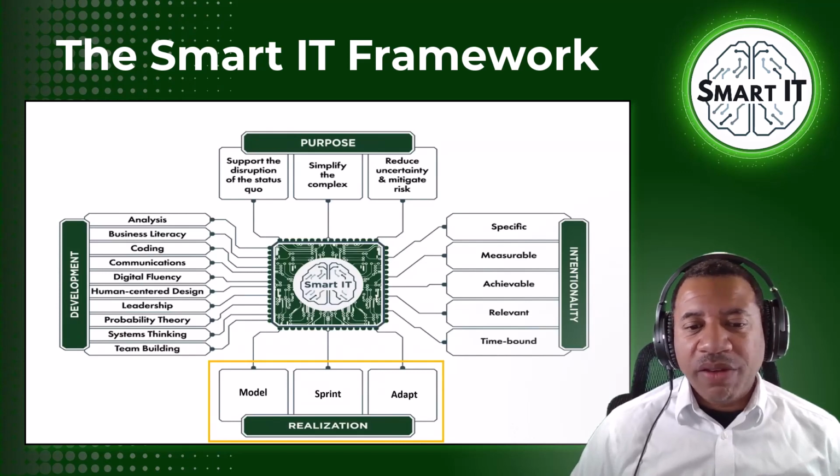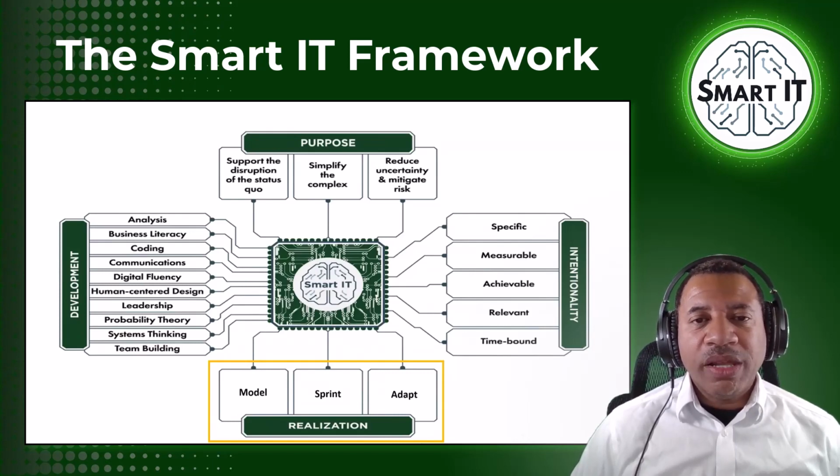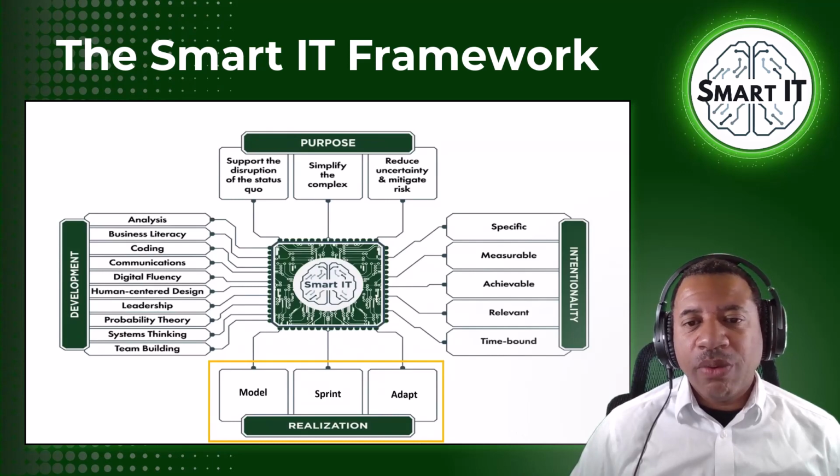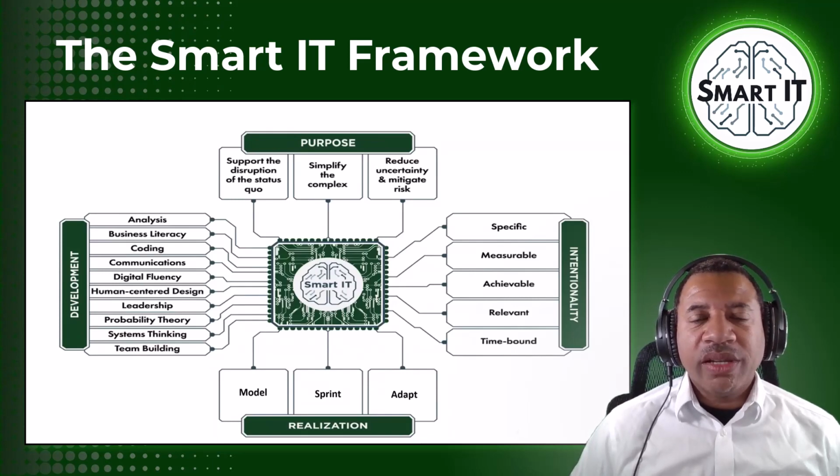As we make that pivot, we can go back in the loop, back to model the new situation with the new variables, work a little bit more with the sprinting, with the chunking, and adapt as needed, in one cycle that completes how we work from a day-to-day standpoint. So purpose, development, intentionality, and realization. The 4 dimensions of Smart IT.